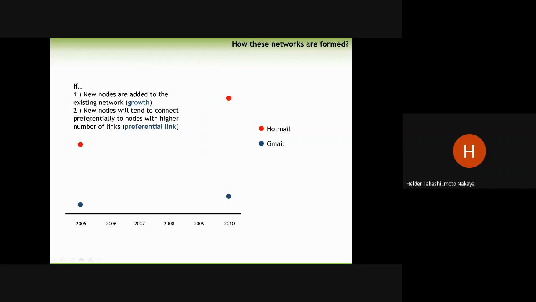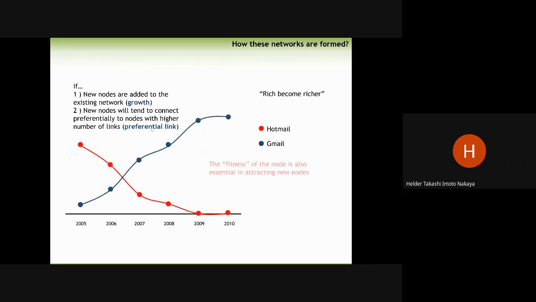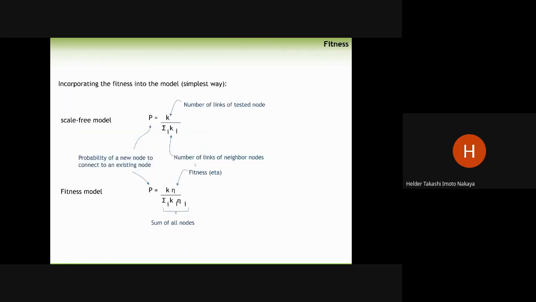So you would expect that if the only two properties of these networks were growth and preferential linking, Hotmail's user count would be higher. So the rich always become richer. But that's not what happens. The Gmail users increase and the Hotmail users decrease. That's because the fitness of the nodes is also essential in attracting new nodes. It's not only these two, but also the fitness. So you realize that not always the rich become richer in this type of network.